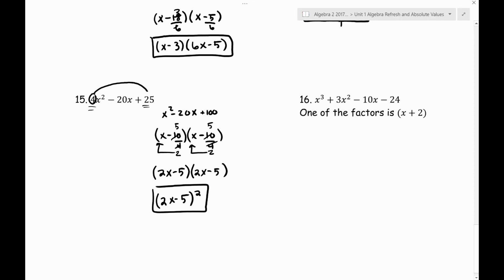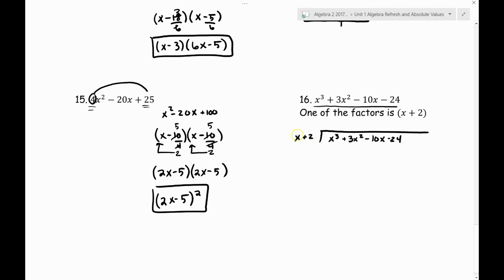Okay, now in number 16, if they give me one of the factors, that means x plus 2 is going to multiply to some other factors to equal x cubed plus 3x squared minus 10x minus 24. So if they give you a factor, the quotient will be something I can factor. So I'm going to divide using long division to get that trinomial that I can factor into more factors.